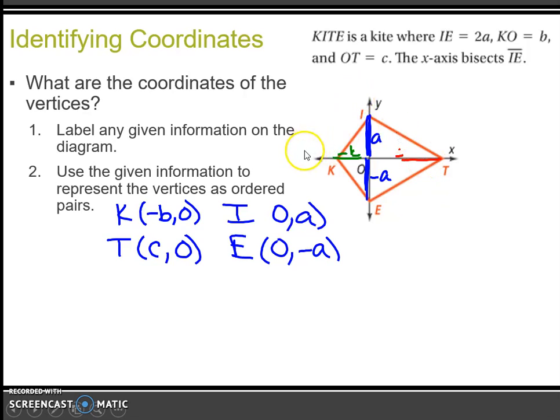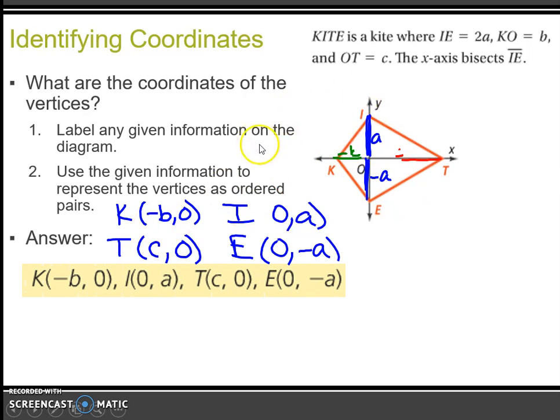And then the x-axis bisects IE. Okay. So what we're going to do is write down the answer for KITE, kite. So K will be negative b, 0, because this is the point. It's on the line. And then I will be 0, a, because a is the y point. And then T is c, 0. And then E is 0, negative a. So this is negative a here. So we're just using the letters instead of just numbers for the coordinates.